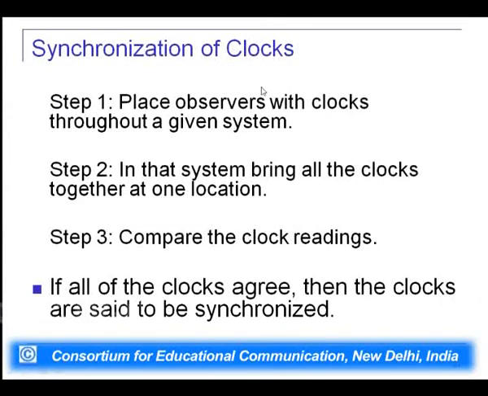Synchronization of the clocks. What are the steps? Step 1: place observers with clocks throughout a given system. Step 2: in that system, bring all the clocks together at one location. Step 3: compare the clock readings. If all the clocks agree, then the clocks are said to be synchronized. Otherwise, they are not synchronized.